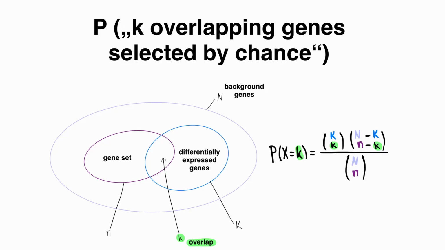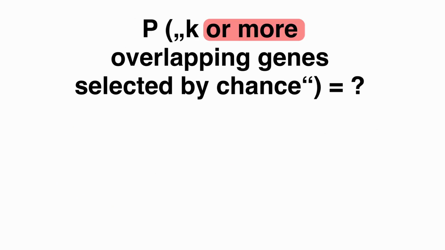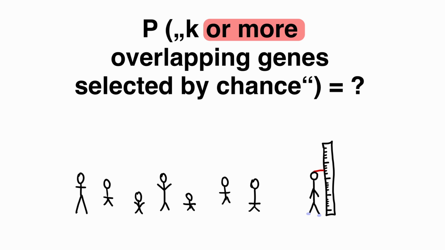One small detail before we wrap up overrepresentation analysis. What we're actually interested in is the probability of k or more overlaps. Think of it this way. Imagine everyone's height in your country is measured. What good does it do to know that only 0.001% of people are exactly 1.91 meters tall, just like you? Not much, right?